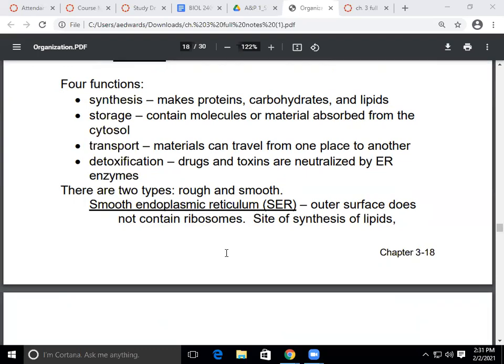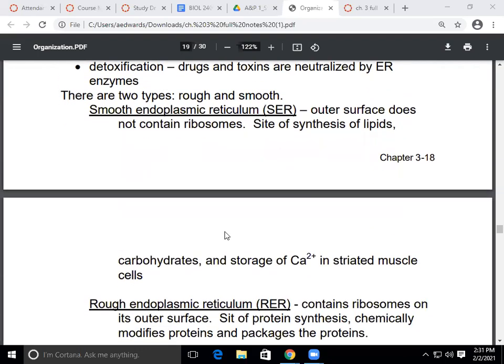And it's where lipids are synthesized, okay? And also some carbohydrates. And it's where calcium can be stored in striated muscles, okay? You need calcium so that you can have your muscle contractions, right? So that's the smooth endoplasmic reticulum.